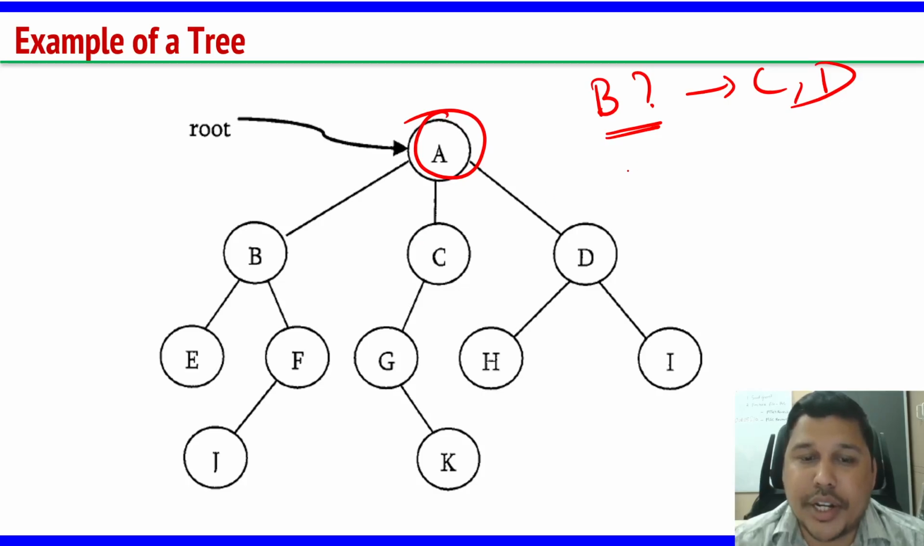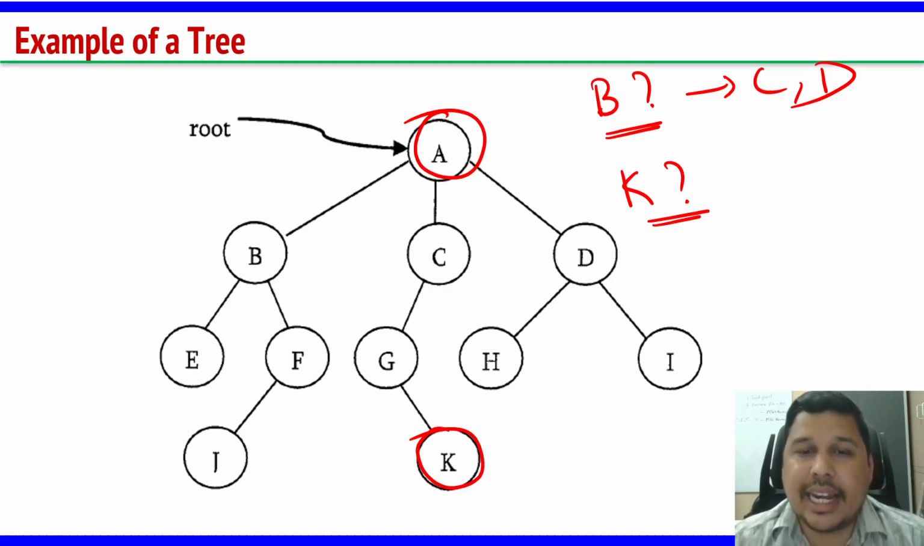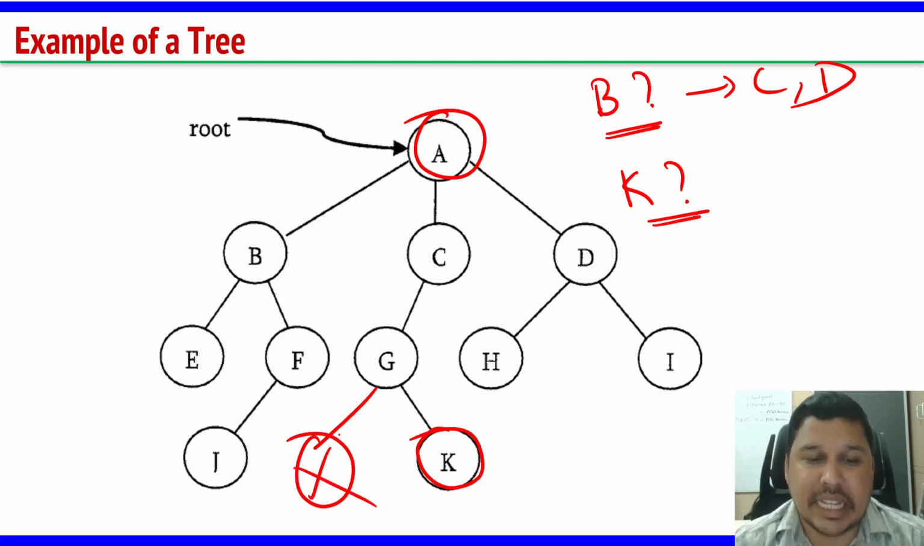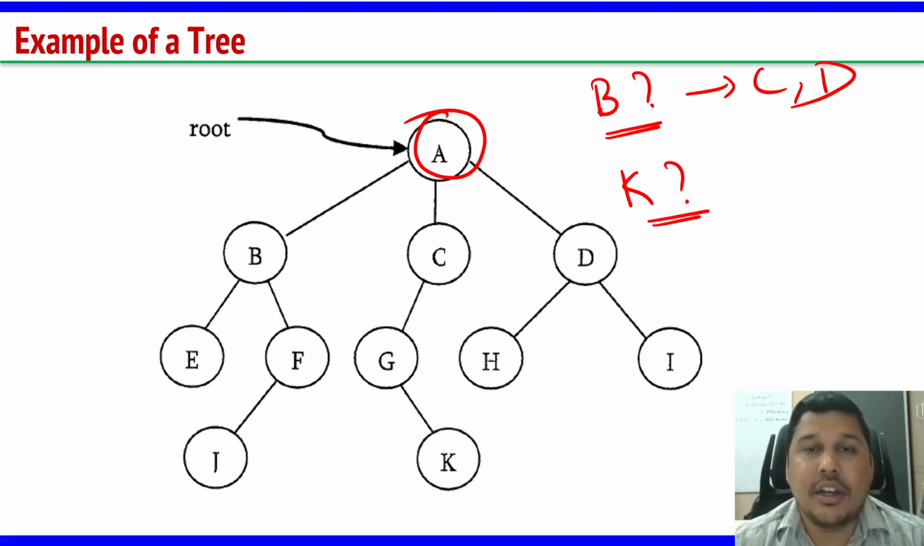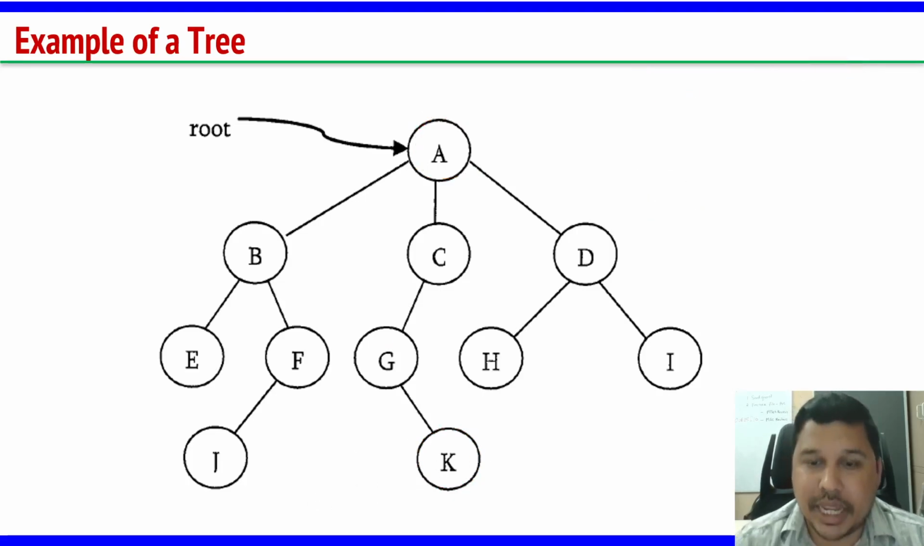Now, can you tell me who are the siblings for K? K is here. Just see the tree structure here, right? For K there is no sibling because there is no other child here. It is empty. So for K there are no siblings, right? Siblings means all those nodes whose parent is the same.